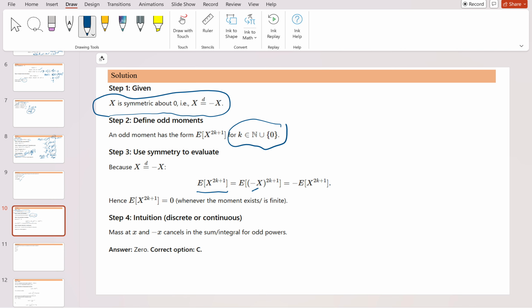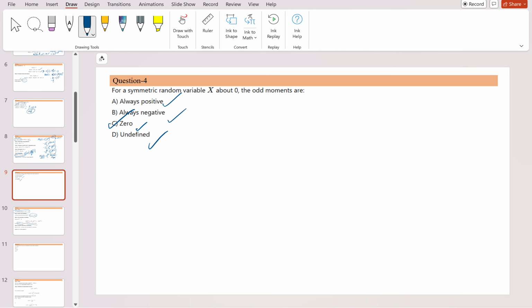Hence, because the moment exists and is finite, and the central point is actually 0, the odd moment must be 0. By intuition also you can check that the mass at X and at minus X cancels out for odd powers. So it is basically 0. The correct option will be C. Option C, 0. Okay.